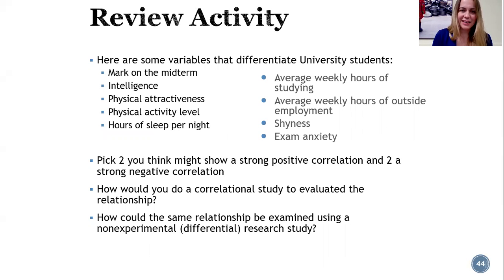Here's a great review activity for you to see if some of these concepts are true. Here are some variables that might differentiate university students up here. Pick 2 of them that you think might show a strong positive correlation and 2 that you think might show a strong negative correlation. How would you do a correlational study to evaluate this relationship? And how could the same relationship be examined using a non-experimental or a differential groups research study? And we'll talk about your ideas at our next Teams meeting.